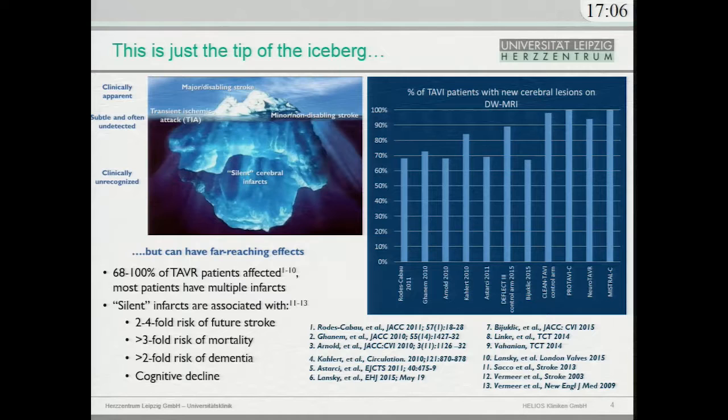Now, this is not a harmless problem, you know. Even patients who have a clinically inapparent stroke have a 2 to 4-fold risk of future stroke. They have a 3-fold risk of mortality and a 2-fold risk of dementia. On the right side, you see all the studies which have been performed to look at the frequency of cerebral emboli, and you can see there is a minimum of 60% of all patients who have suffered a clinically apparent or clinically inapparent stroke during this procedure.